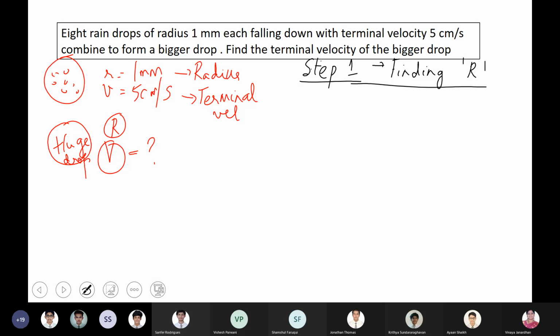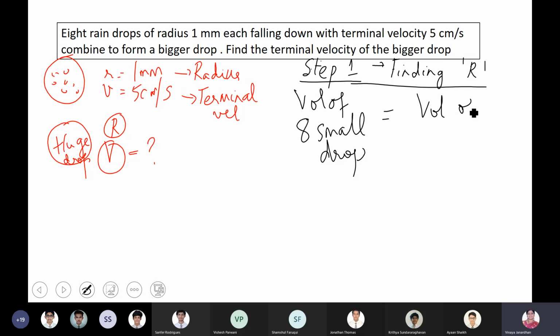Now, volume of 8 small drops. You have smaller, tiny drops. You combine all these tiny droplets, 8 droplets. If you combine them, you will get one huge drop, which means the volume of 8 small drops must be equal to the volume of one huge drop. Is that correct, boys?